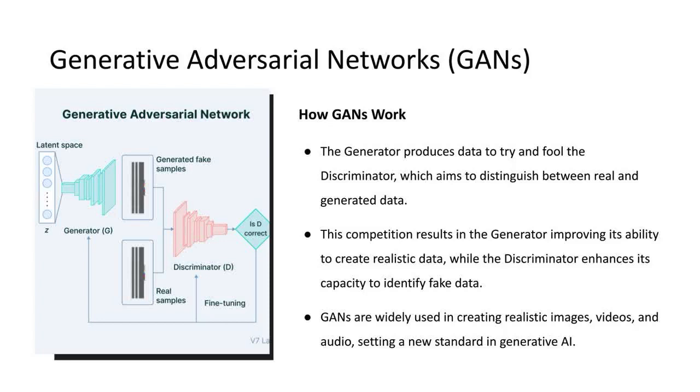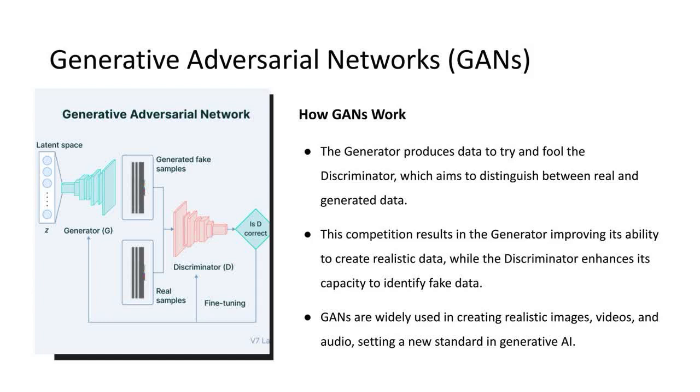GANs take a unique approach to generative AI, inspired by the age-old practice of artistic rivalry. Imagine two artists locked in a creative competition. One, the generator, strives to produce ever more realistic works of art. The other, the discriminator, acts as a discerning critic, aiming to identify which pieces are genuine and which are forgeries. This adversarial process fuels the power of GANs.